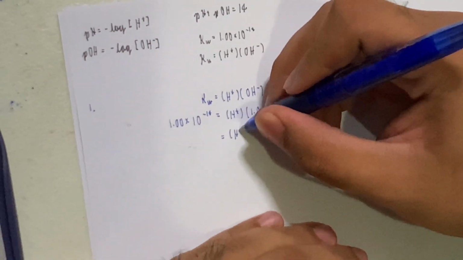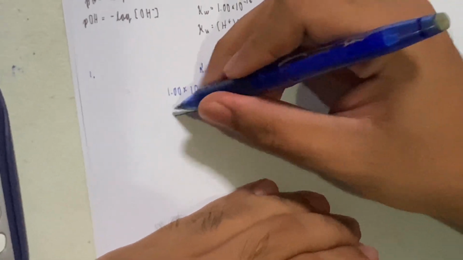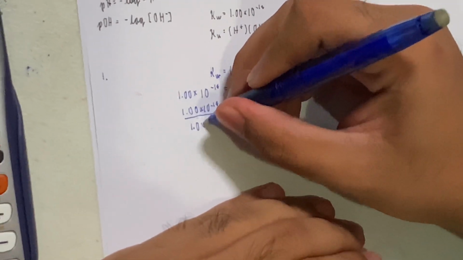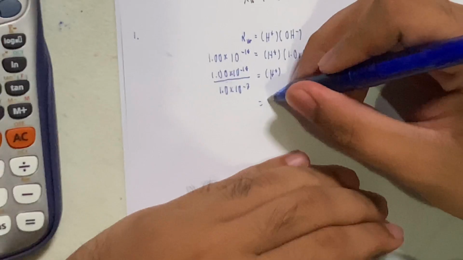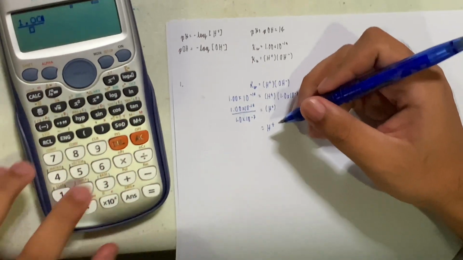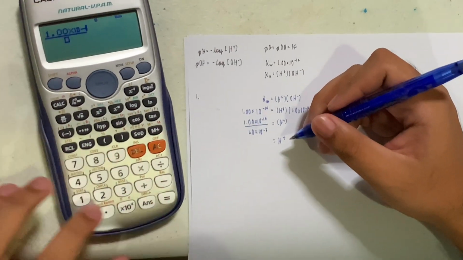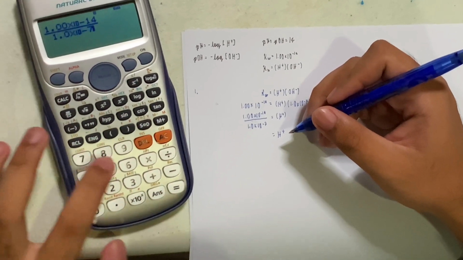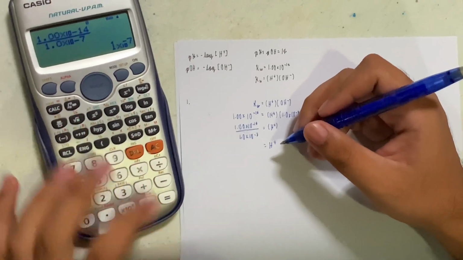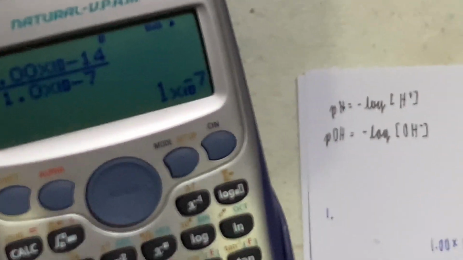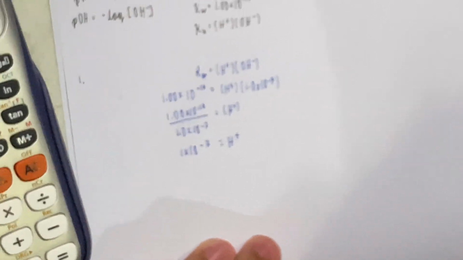So what we want is that we will move it here, 1 times 10 to the power of negative 14 times 10 to the power of negative 7. So we should get 1 times 10 to the power of negative 14 on top, and on the bottom is 10 to the power of negative 7. And we should get 1 times 10 to the power of negative 7.